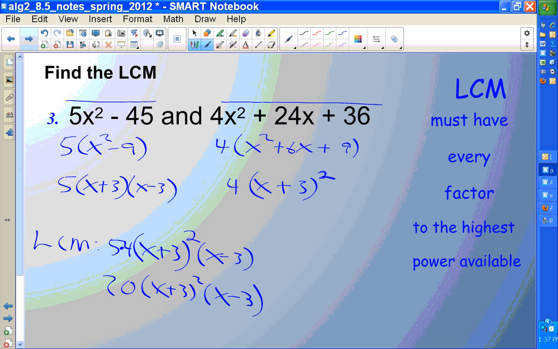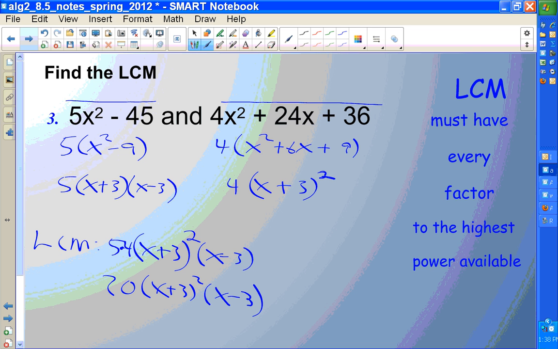Yes, sir? So, to find that, it's pretty much combining the factors of the two denominators. It's really factoring this one, and then choosing every factor, and if they repeat, to the highest power available. So you're just saying, what do they have here, what do they have there, and are there any repeats? Then we'll take an x plus 3 to the higher of the two powers.